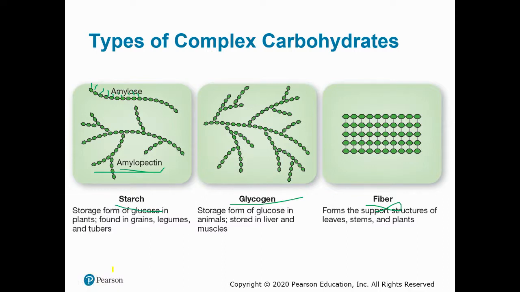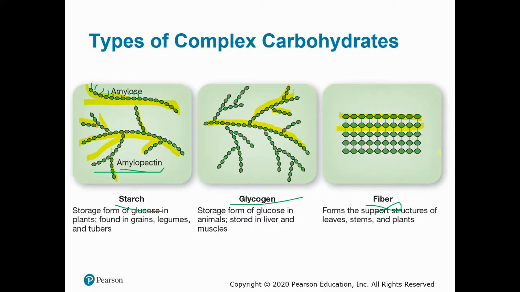While we're on this slide, it's worth noting the slightly different layouts, or structures, of these different complex carbohydrates. Amylose is really just a straight chain. Amylopectin is a little more complex, has some branching, and then some branching off the branching. Glycogen looks a lot like amylopectin, kind of a central chain, lots of branching. And then fiber looks like a brick. It's kind of straight lines.